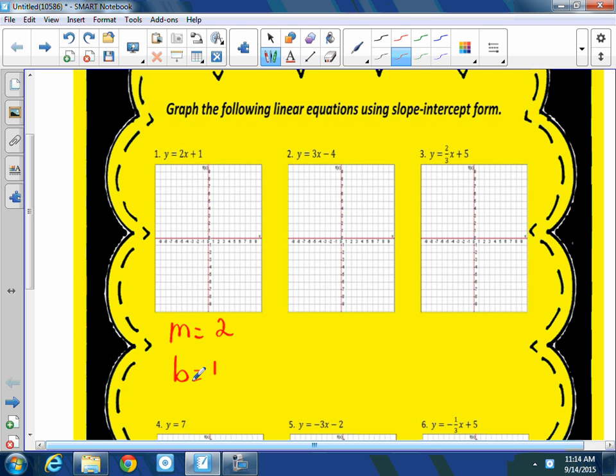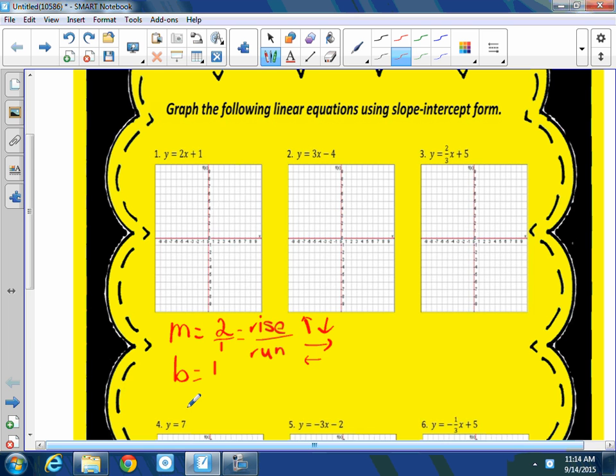Now, if you remember from last year's PAP, you should know, and if not, it's okay, you learn it right now, that any number can be written as a fraction if you put it over 1. And then that slope can also be expressed as rise over run. Now your rise would be up and down, and your run would be right and left.